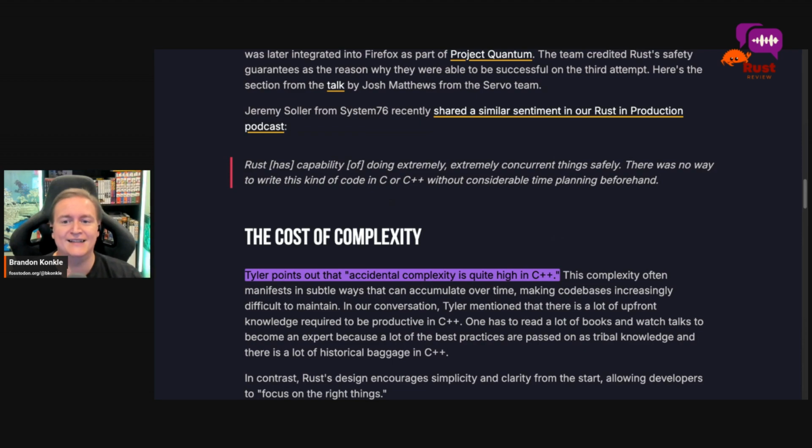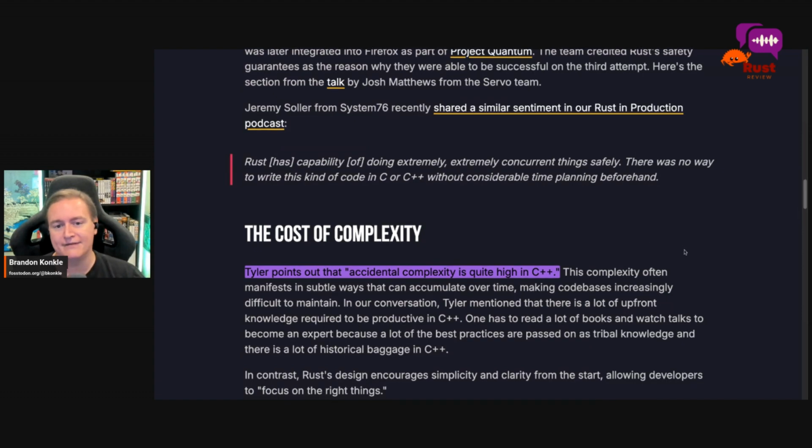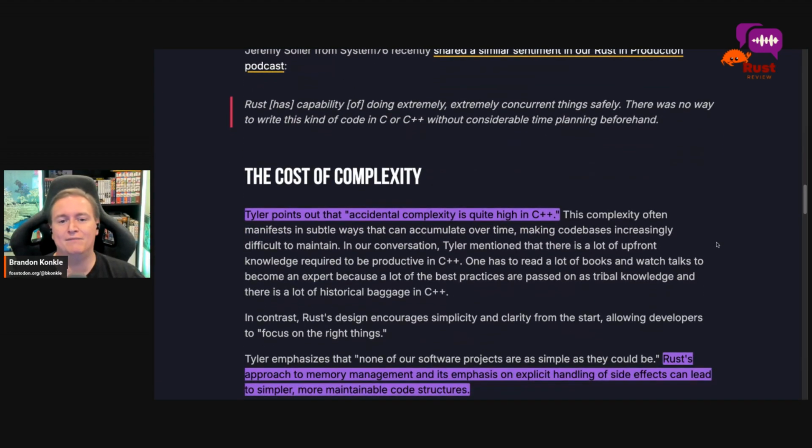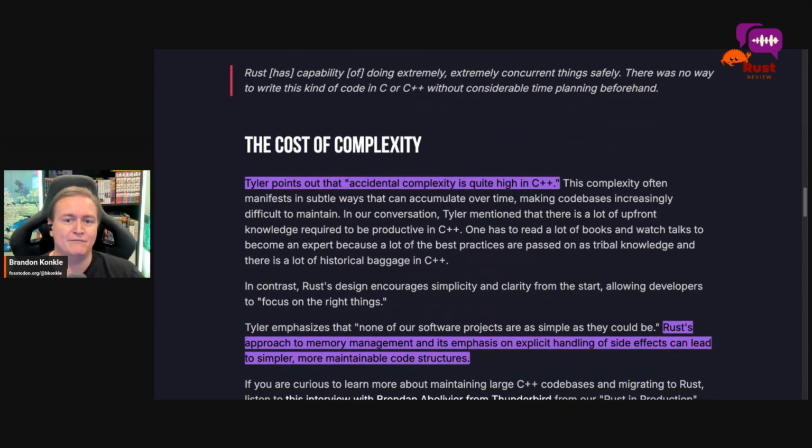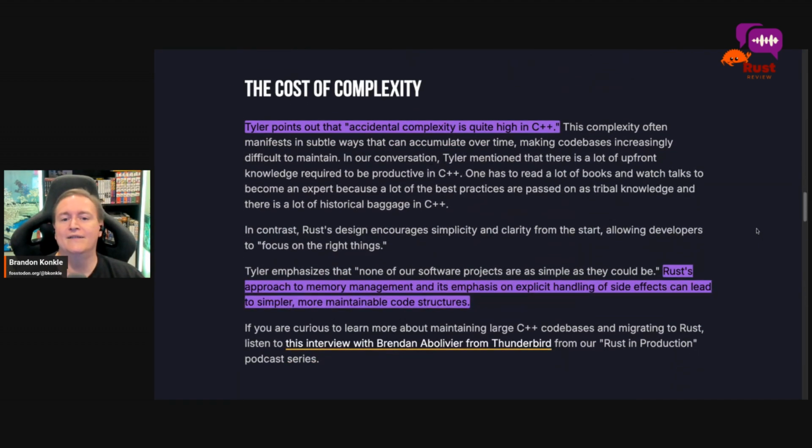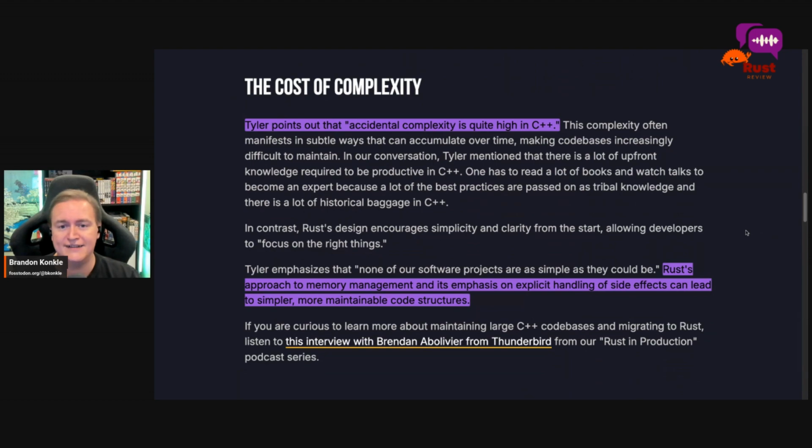safely. So there was no way to write the kind of code that they are in C or C++ without considerable time planning beforehand. And then I'll add considerable time running all kinds of linting and checking tools to ensure memory safety and things like that. It's a pretty major undertaking in C++ to write confidently memory safe code, especially when it involves concurrency and shared memory. Another thing that Tyler points out in his responses is that accidental complexity is quite high in C++.